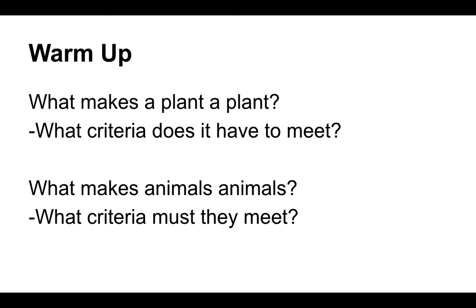So some things that make a plant a plant are generally they have leaves, they have stems and roots. They're pretty stationary. They grow out of the ground. They're sessile. They're green most of the time and do photosynthesis. They don't have as set a structure as animals.